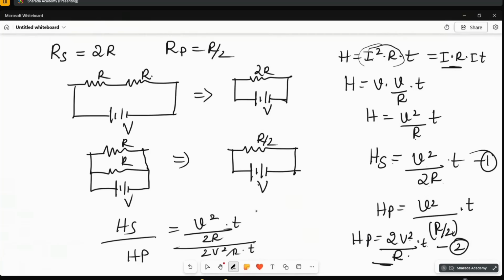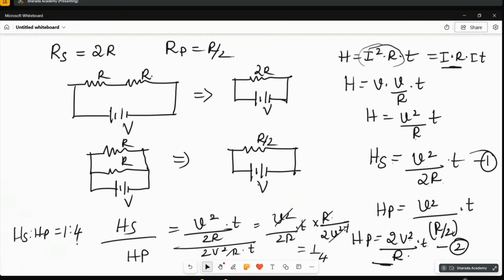Now when it becomes reciprocal, V square by 2R into T into R into T, R by 2V square into T. So if I cancel, what will I get? 1 by 4. That is, Hs is to Hp is equal to 1 is to 4. This is the answer. Very important question. Mark that as important. Understood now?